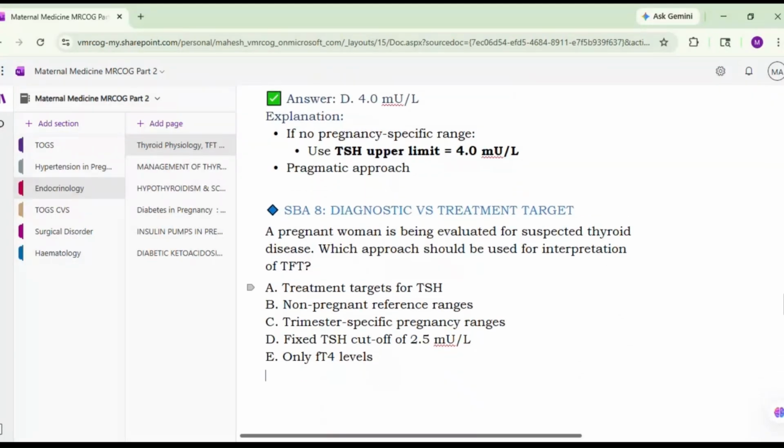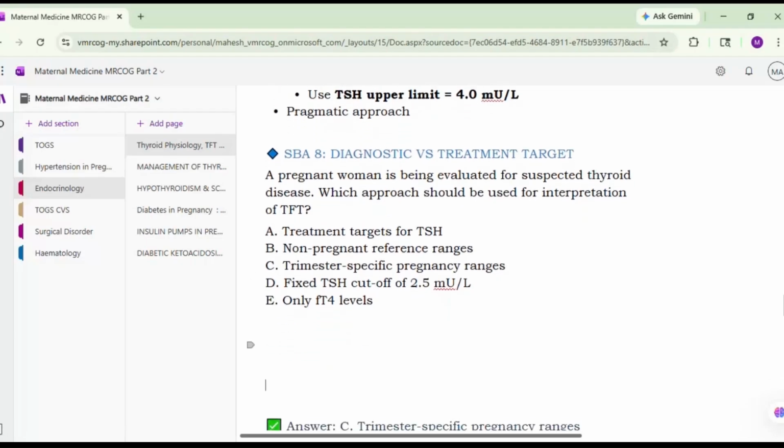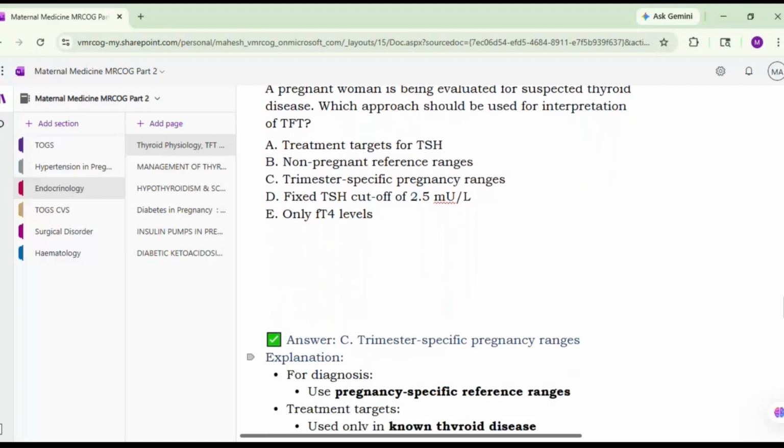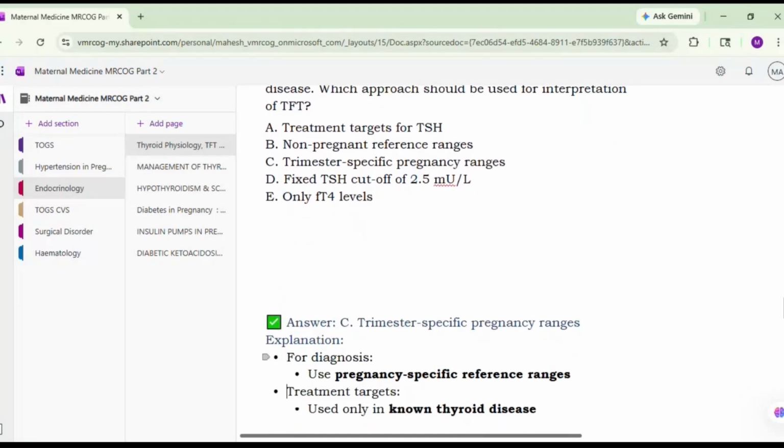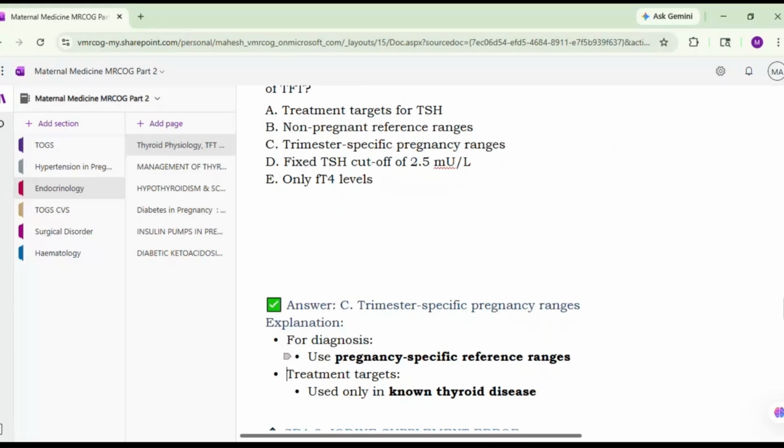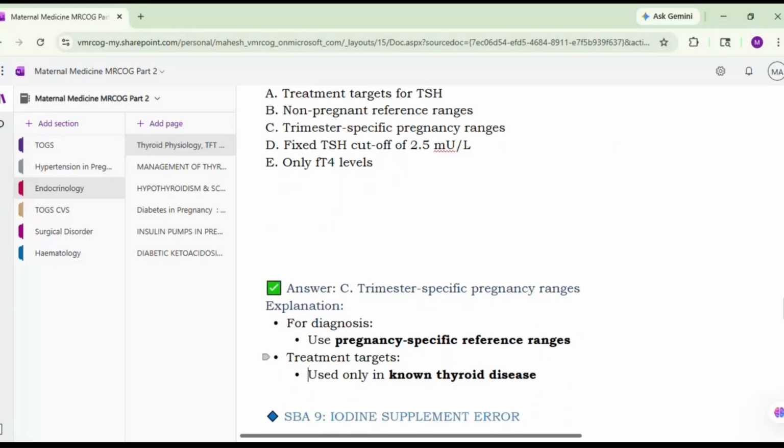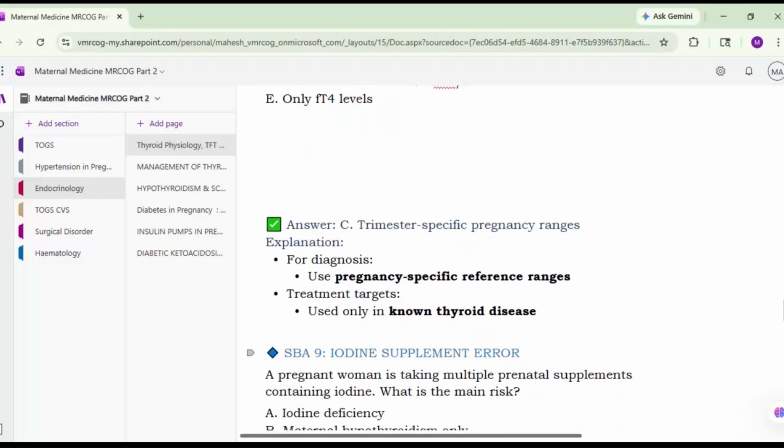Next. A pregnant woman is being evaluated for suspected thyroid disease. Which approach should be used for interpretation of TFT? A. Treatment targets for TSH. B. Non-pregnant reference ranges. C. Trimester-specific pregnancy ranges. D. Fixed TSH cutoff of 2.5. E. Only free T4 levels. The answer is C. Trimester-specific pregnancy ranges should be used. For diagnosis, always go for trimester-specific. For diagnosis, use pregnancy-specific reference ranges. Treatment targets are used only in known thyroid disease.